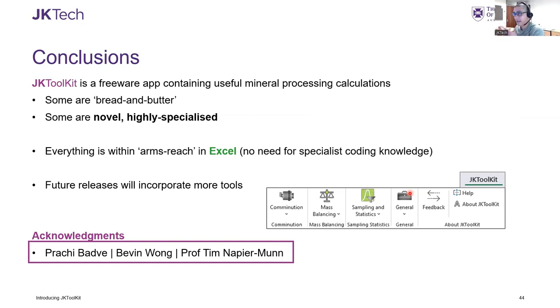Toolkit is an app. It's an Excel app which contains useful mineral processing calculations, some of which are fairly bread and butter, others of which are novel and highly specialized. The intent is to keep all this capability within arm's reach in Excel, so there's no need for any specialist coding knowledge to run these calcs. This is what we call the version one release. There will be versions 2, 3, and 4 going into the future, which will incorporate more tools. But this is what we have as of today.